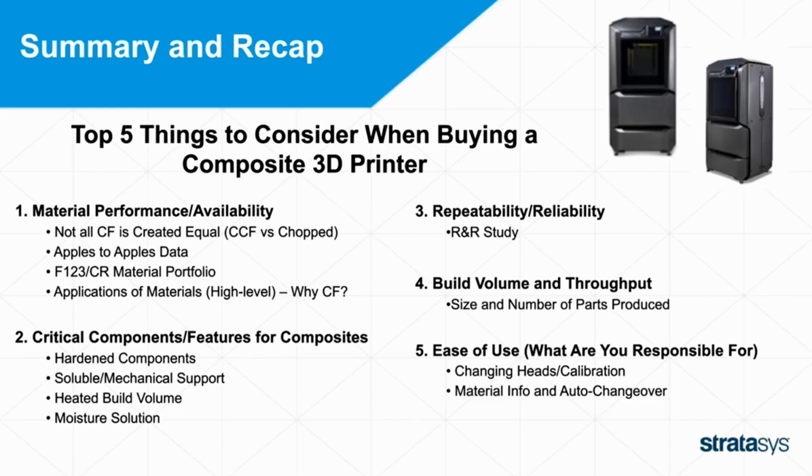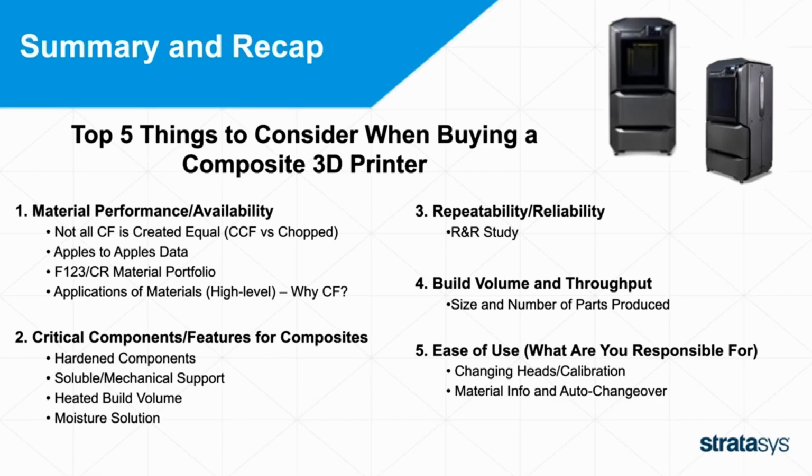And then 2 critical components for composites. Remember that hardened components are important. The support solution is important. Heated build volume offers a lot of peace of mind for accuracy and reliability. And then a moisture solution. You're going to have to deal with moisture one way or the other. You might as well let the machine deal with it versus having to manually dry before every print and worry that your part is taking too long and your material might become wet during the build and you'll have poor print quality.